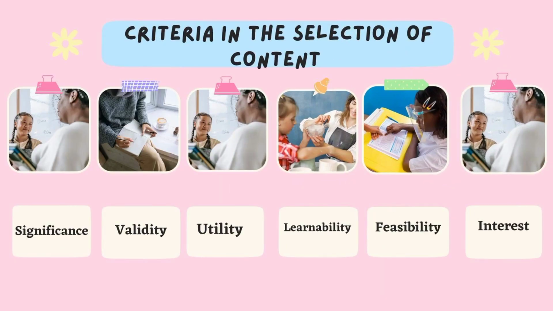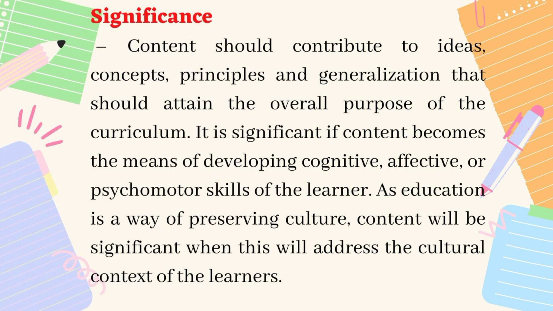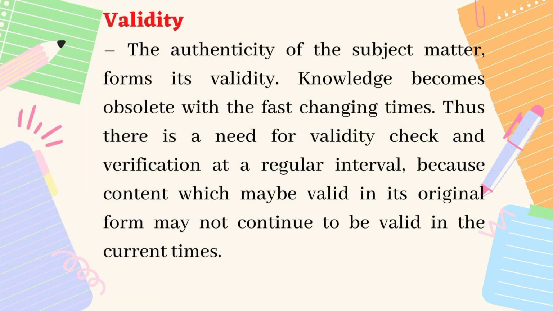Criteria in the selection of content: significance, validity, utility, learnability, feasibility, interest. Significance: content should contribute to ideas, concepts, principles, and generalization that should attain the overall purpose of the curriculum. It is significant if content becomes the means of developing cognitive, affective, or psychomotor skills of the learner. As education is a way of preserving culture, content will be significant when this will address the cultural context of the learners. Validity: the authenticity of the subject matter forms its validity.